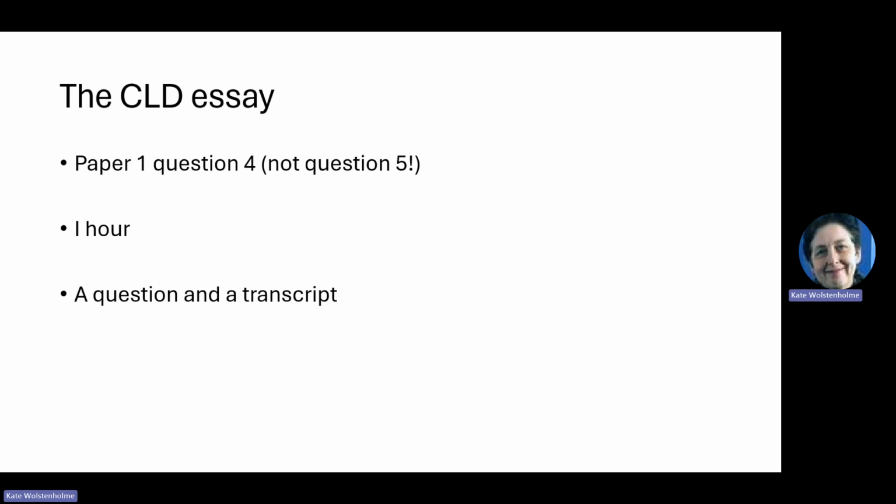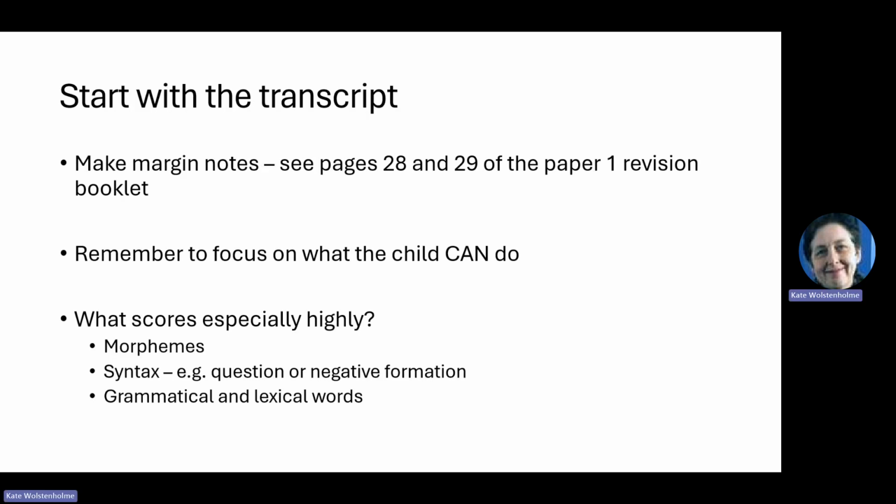You get an hour to do it, and you get a question with a transcript of a child or children talking. It's usually a child with an adult. Occasionally it's been 2 children. Okay, so the method we've always used all the way through this year is to start with the transcript. If you remember when we first had a go at child language essays, I gave you those A3 sheets with the transcript in the middle and the concentric circles around them. Obviously, it won't look like that on the exam. That was just a way of reminding you to start with the transcript.